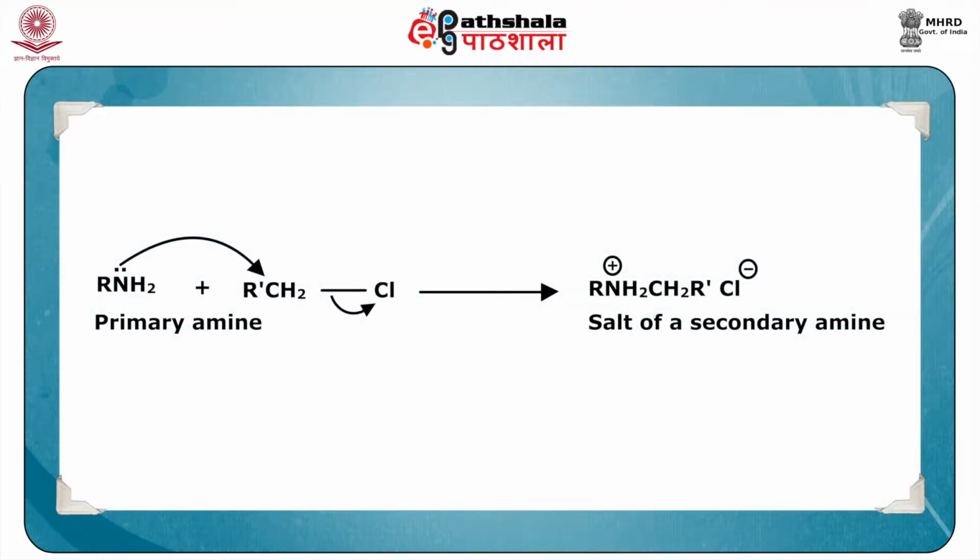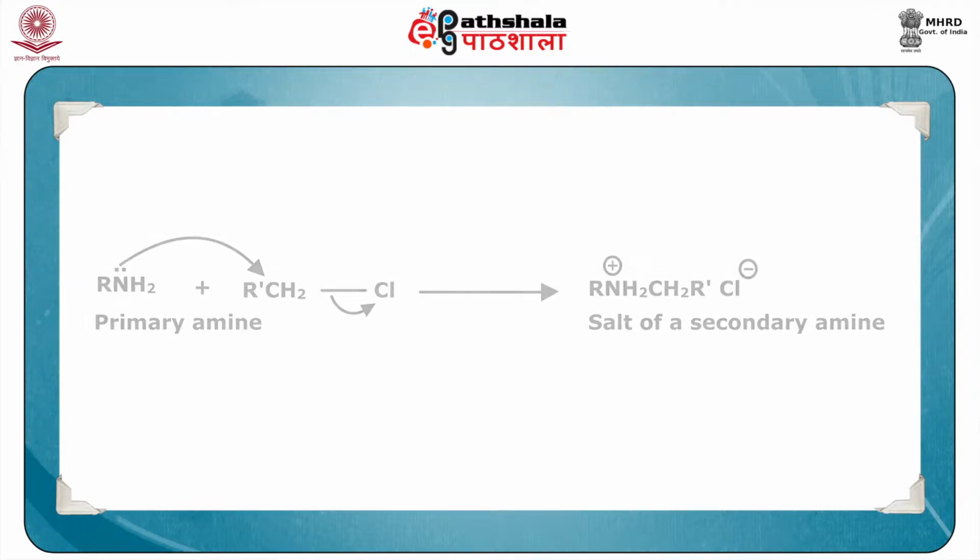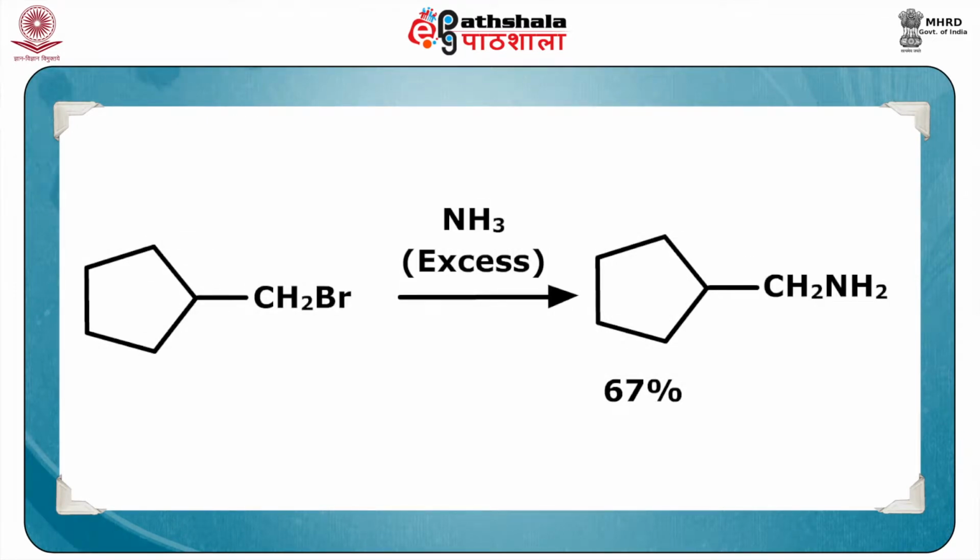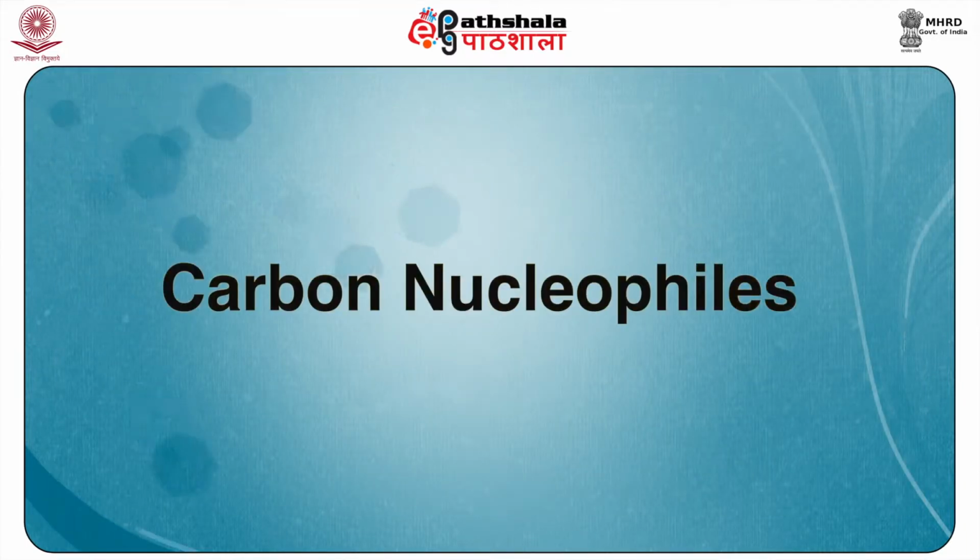So, you can see in this equation that RNH2, as a primary amine, can attack as a nucleophile, and this RCH2Cl will give you a salt of a secondary amine, which can be further alkylated. Similarly, you can see this cyclopentyl derivative molecule where you have this primary bromide. When treated with excess ammonia, there will be a 67% yield of the NH2 product. So, by putting in excess ammonia or excess alkyl halide, you can see how the proportion of polyalkylation can be varied. Let us move to carbon nucleophiles.